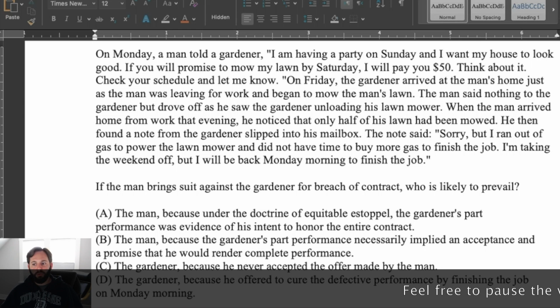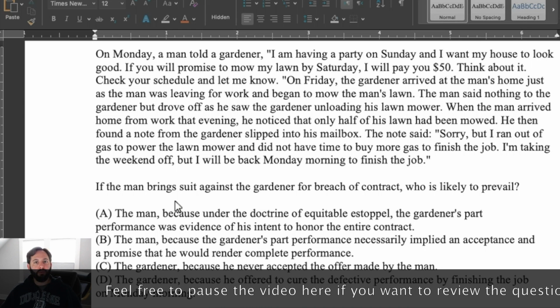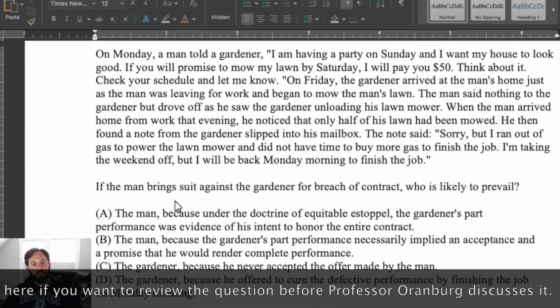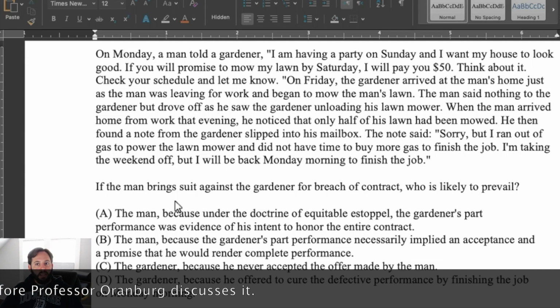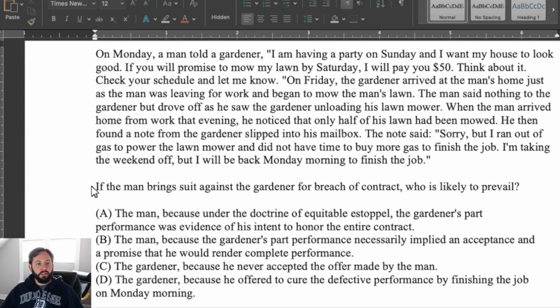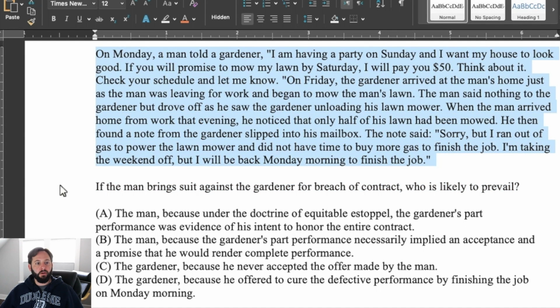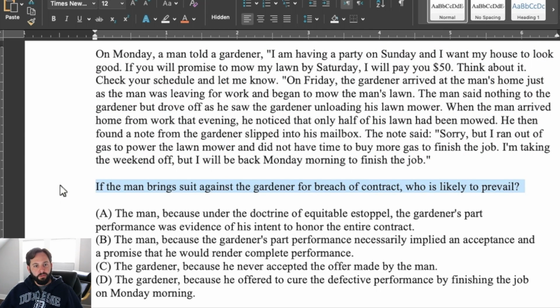So let's take a look at a multiple choice question. I have one here for you on the screen. This is a bar style question in contract law. And let's take a look at it. And the first thing I want you to look at actually is, skip all this. This is the fact pattern. This is the prompt. This is the question.